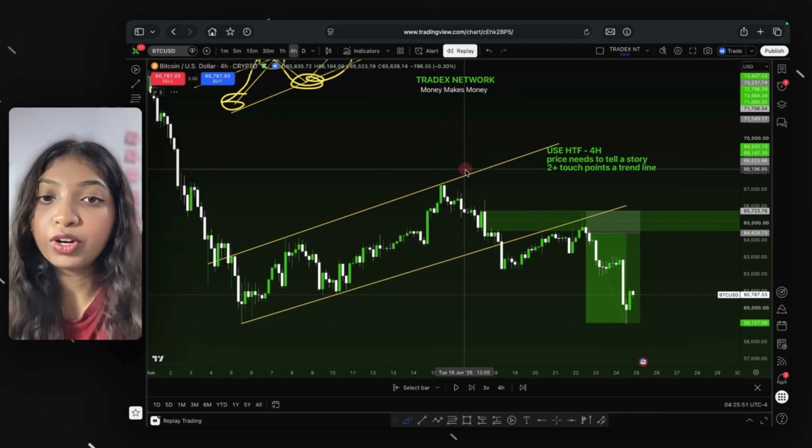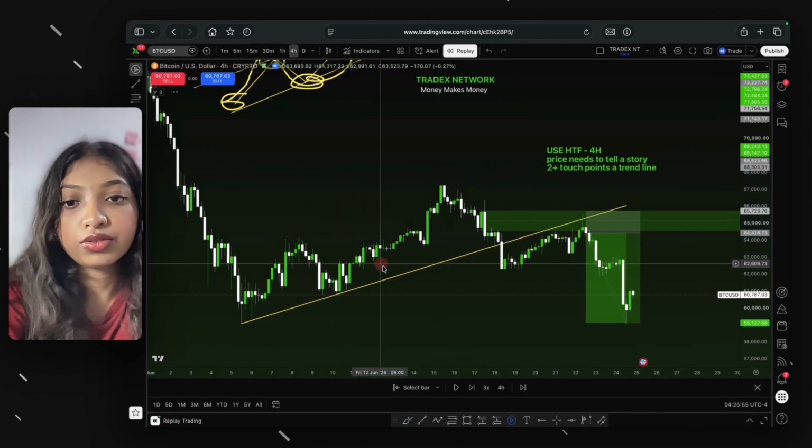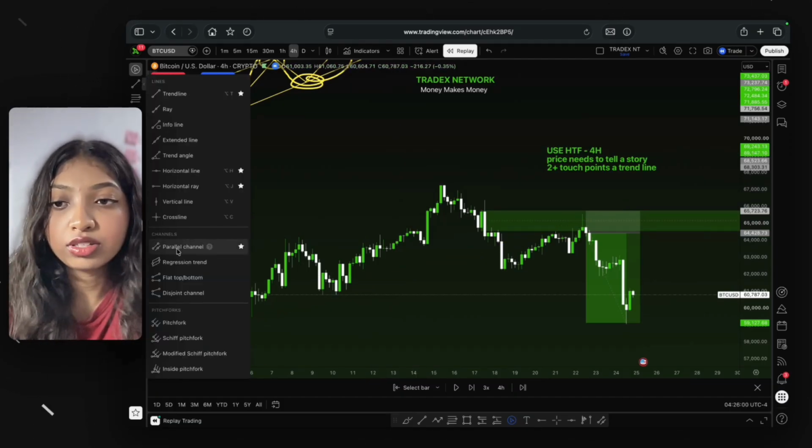And a more accurate way to draw this, and an easier way to draw this, is that all you need to do, let me just delete this right now, is I'm going to go over here to trend lines, then click on parallel channels, click on that.